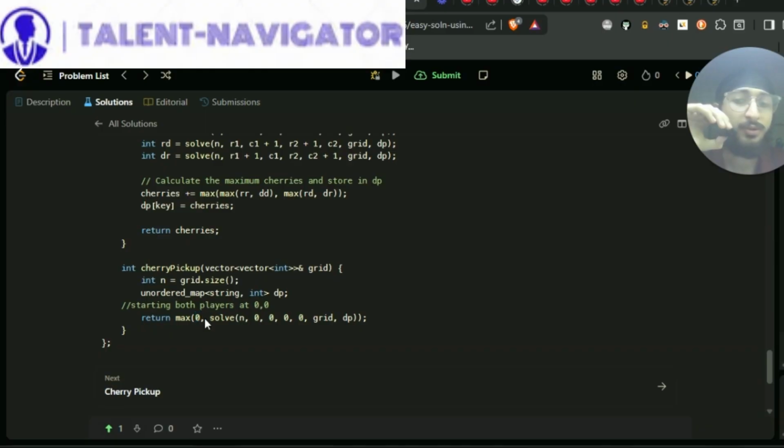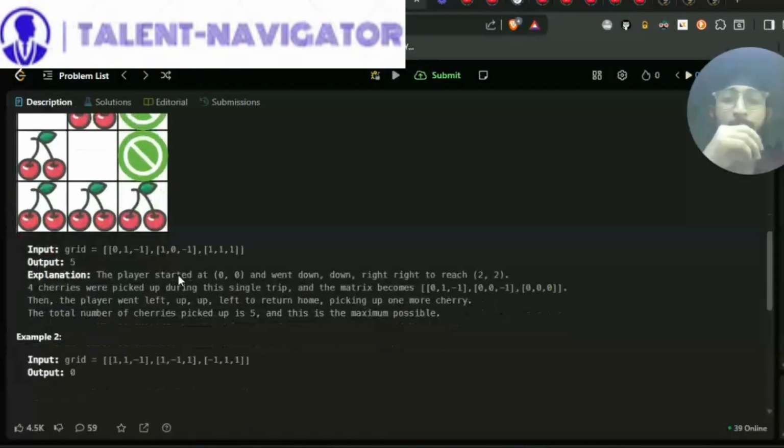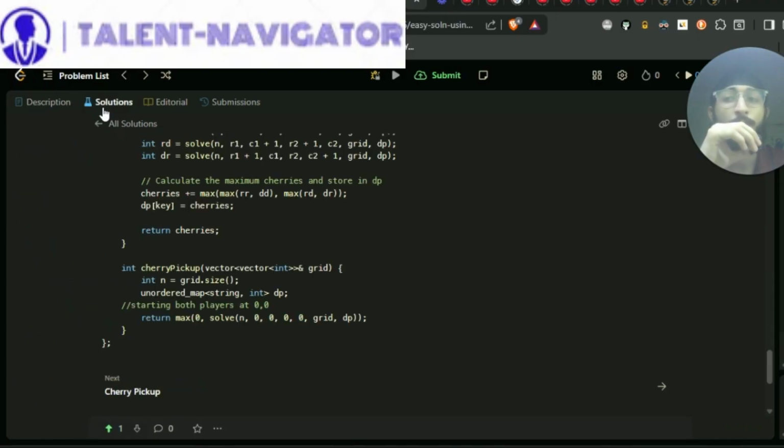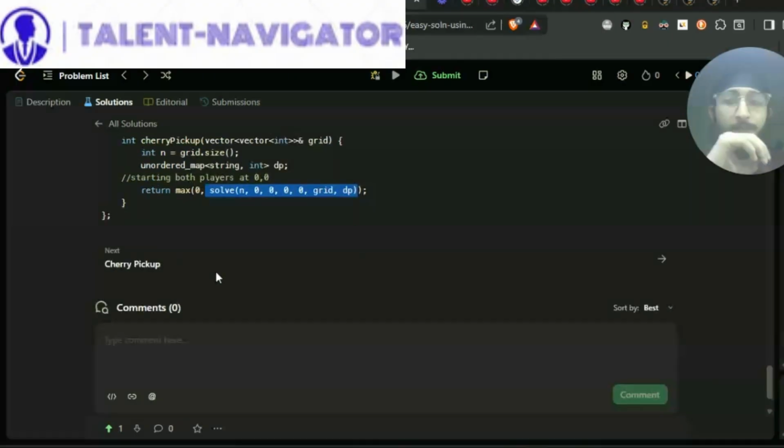Here we take max of 0 because the minimum we can have is 0 cherries picked up, in case the thorns are covering the entire diagonal, as I showed you in the example, so we cannot visit it. Therefore, we have 0, right? Otherwise, we take the solve, whichever one is the maximum.